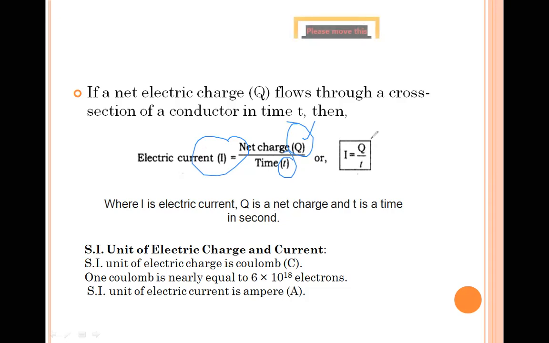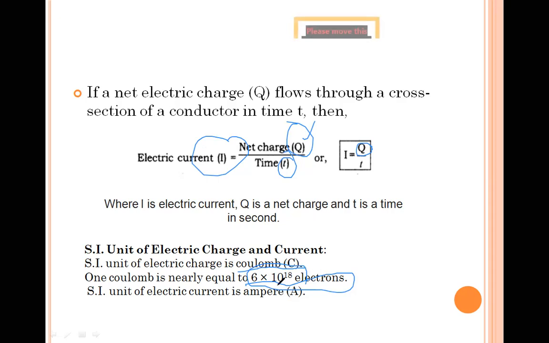And Q is the unit of charge. The unit of this Q is coulomb, that is, it is defined in coulomb. So the total number of charges, the total number of electrons we can say, the charge is in coulomb. 1 coulomb is nearly equal to 6 into 10 to the power 18 electrons. Means when 6 into 10 to the power 18 electrons accumulate, then it becomes 1 coulomb.